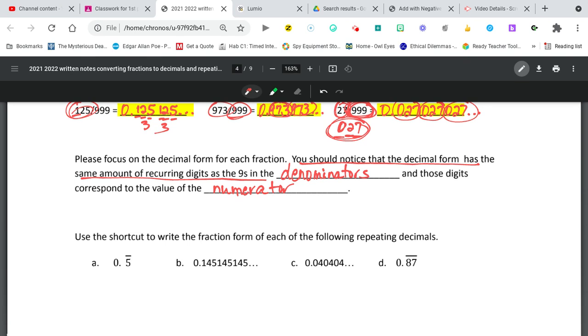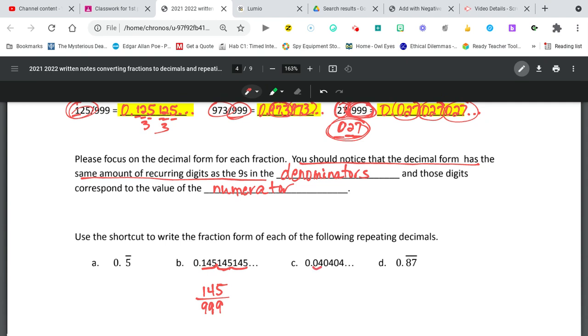Use the shortcut to write the fraction form of each of the following repeating digits. Okay, that's 3 digits recurring, 145, 145, 145. Since it's 3 digits recurring, I know it has a sequence of 3 nines on the bottom, and the recurring digits are 1, 4, and 5. That's it. I can simplify it if I want to, but I don't feel like it right now.